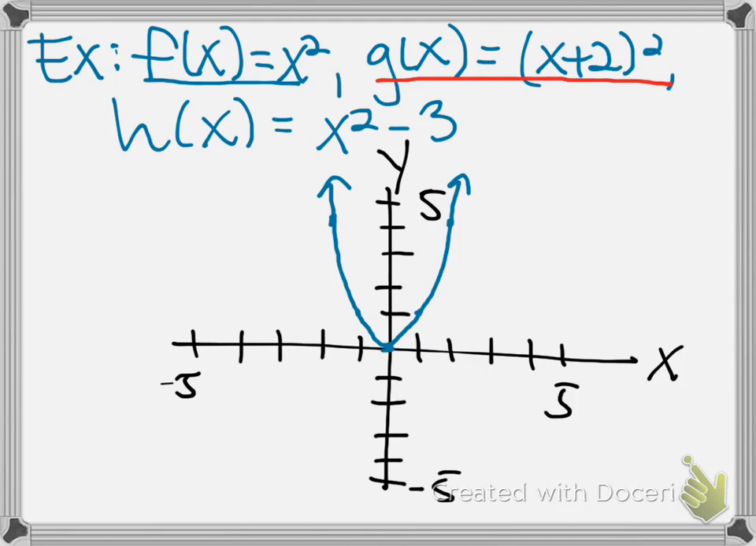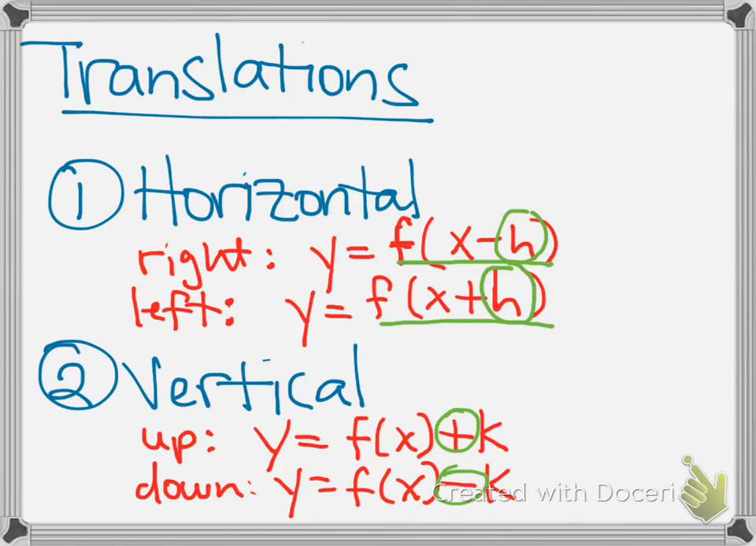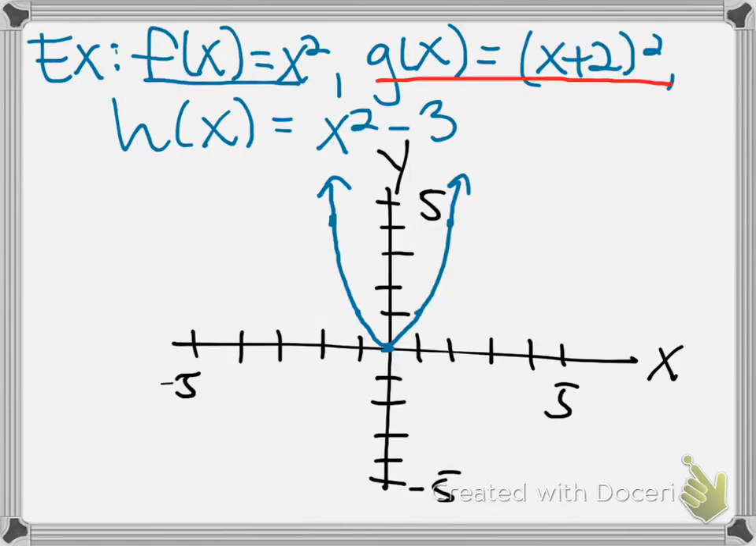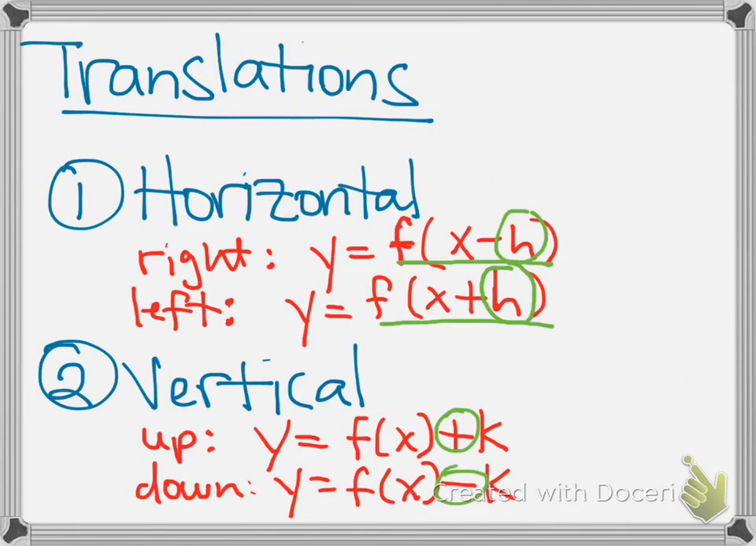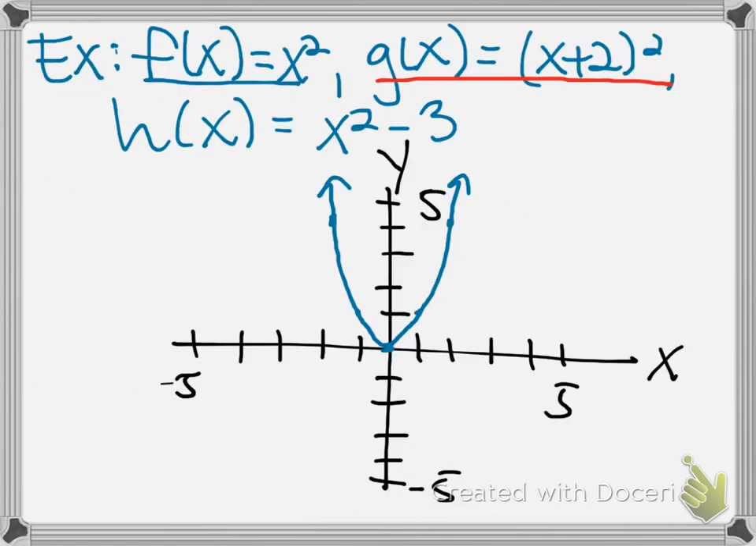Now if you think back to the last slide, we said that horizontal translations get applied to the x-coordinate, and vertical translations are going to get applied to the y-coordinate. So what we have here is x plus 2 squared. Since we're applying our translation to x, because it's inside the parentheses, and because it's a plus 2, that means we've got a horizontal translation 2 units to the left.